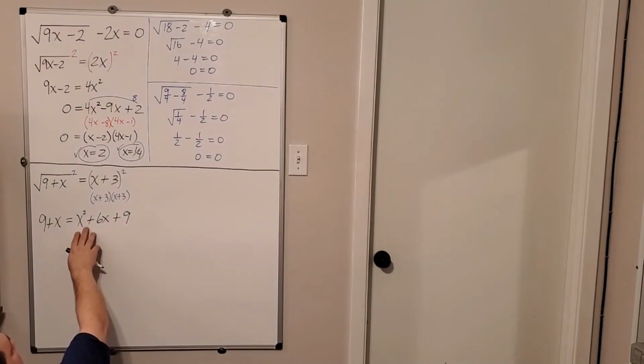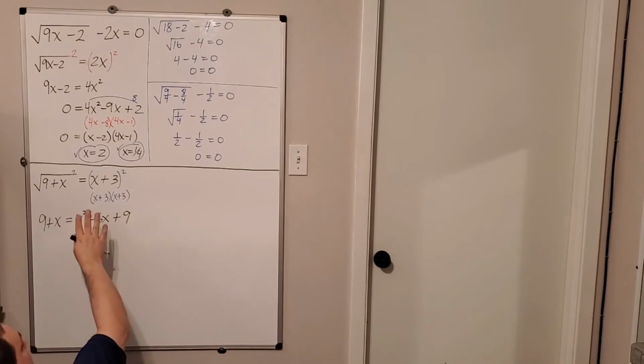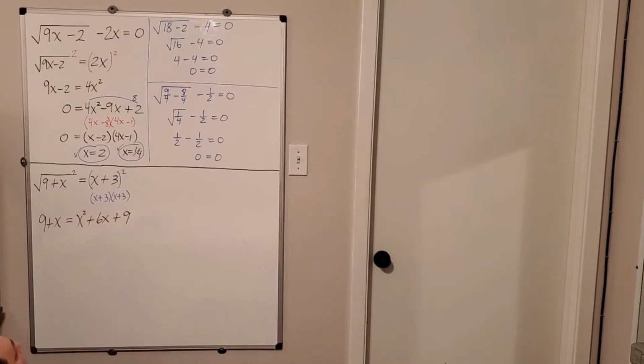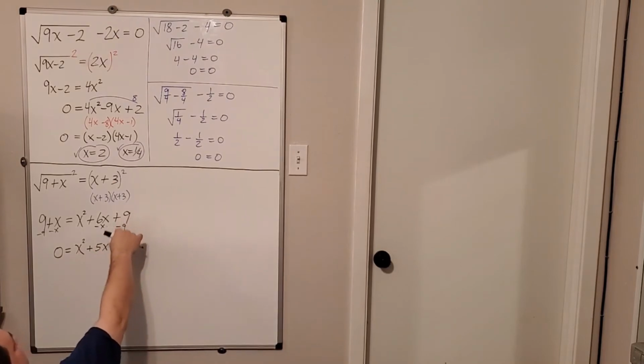And again, I notice it's a quadratic. Remember what that means? I need equals 0 in order to have any of my quadratic methods come out the way I want to. So I'm going to have to subtract an x and subtract a 9. So here I get 0 is equal to x squared, and then I've got plus 5x, and then these zero out. So that leaves me with x squared plus 5x.